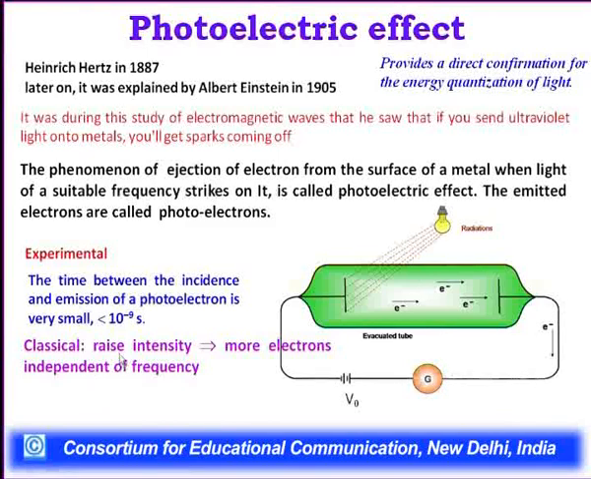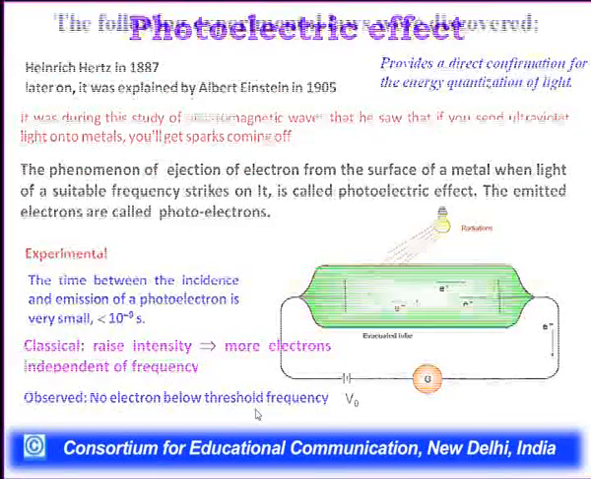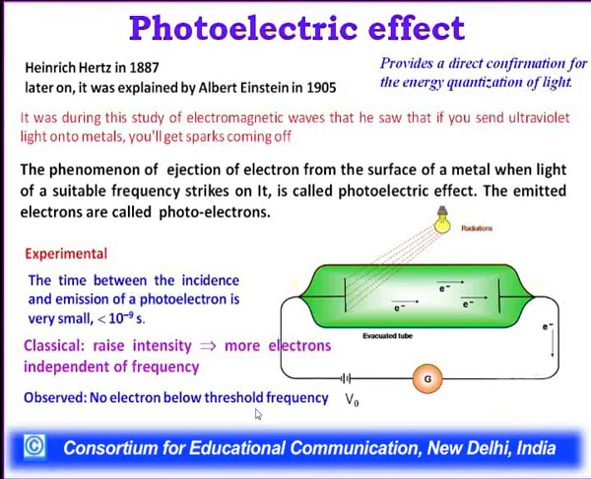In the classical picture, higher ray intensity gives more electrons, independent of the frequency. What was observed? No electrons below the threshold frequency are ejected. Here we see in the diagram a cavity with a metal plate; the radiation falls upon this metal plate, the electrons are ejected and collected on another plate, and this is the evacuated tube with voltage and current supply.